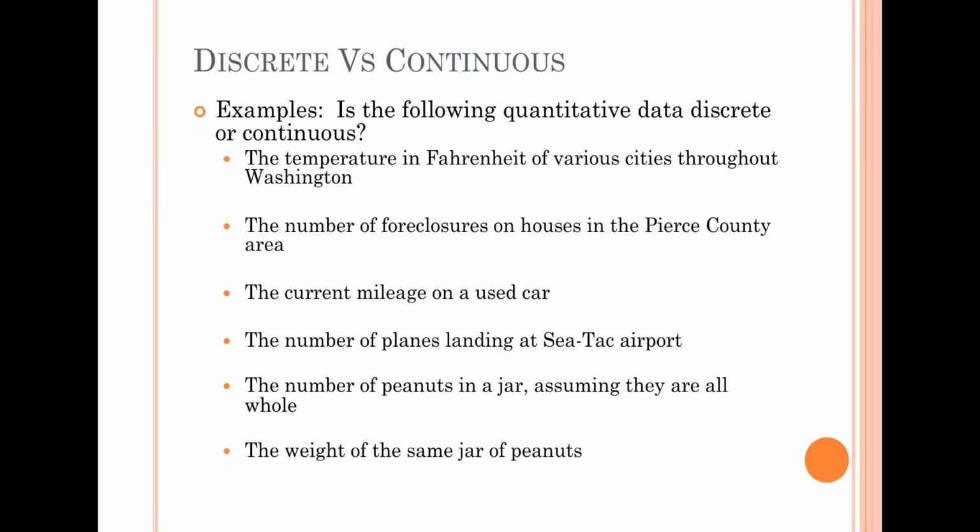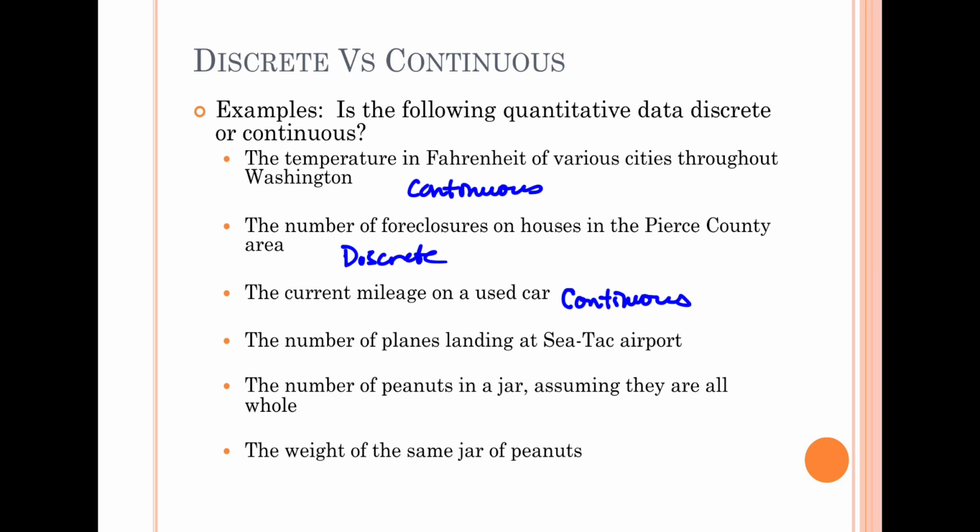So in a discrete versus continuous line, if we were looking at the temperatures in Fahrenheit of various cities throughout Washington, this would be a continuous number. This is a measurement. The number of foreclosures on houses in the Pierce County area, that would be a discrete number because that would be a count. The current mileage on a used car, well, this would be a measurement. Usually we report it in whole numbers, right? But it's still a measurement.